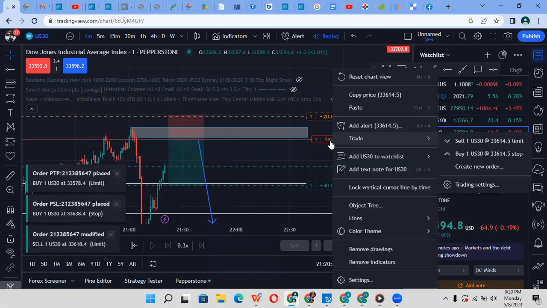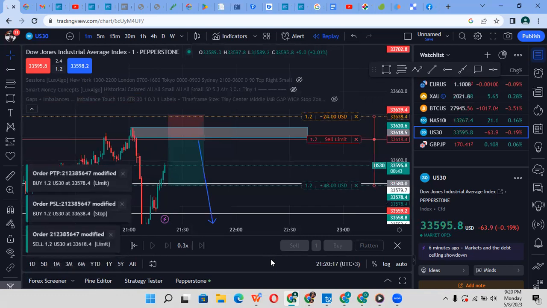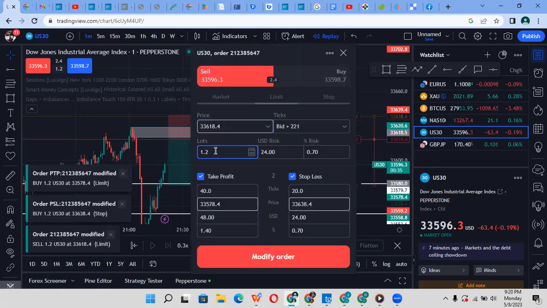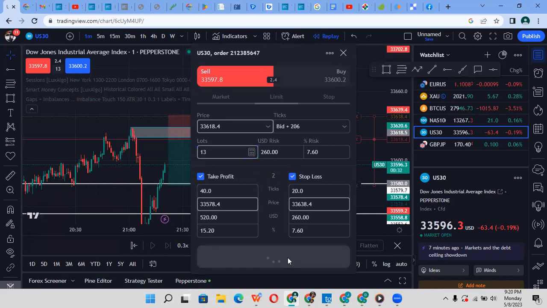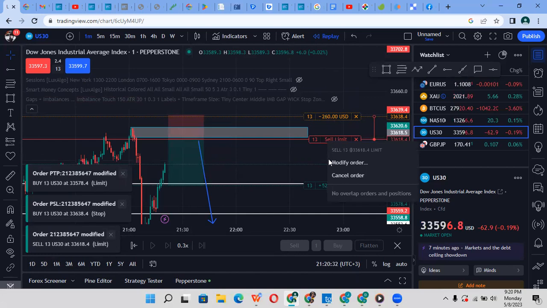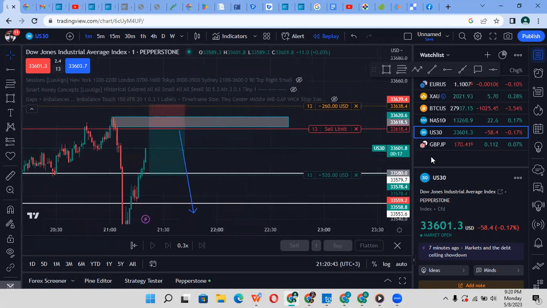So I think here they'll be able to add 1.2. Mm-hmm. 1.3. Wow, that's like 13. Okay, I'll just leave it at that. Okay, so that's a valid trade. That's a valid trade. So let's take a look at Euro USD.